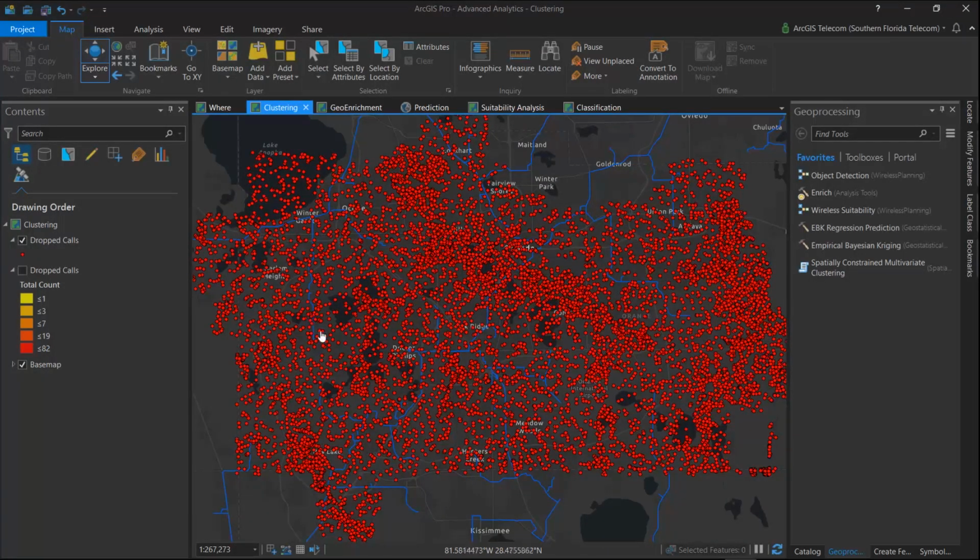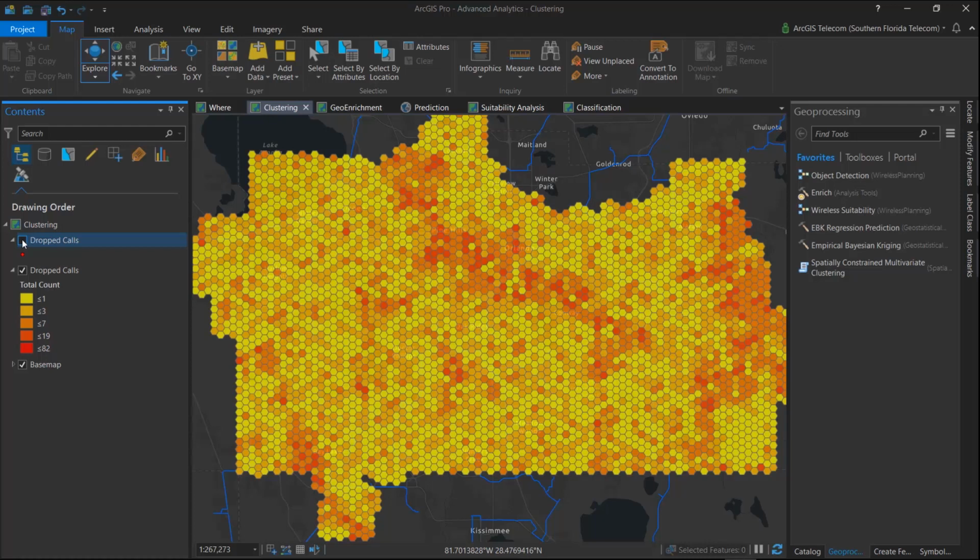And on the map, we have our dropped call locations from across the Orlando region. But just looking at these points, it's very difficult to see any patterns in this data. So using clustering analysis, we can group these points together based on similar location or similar attribution. The results produce this heat map with low to high volumes of dropped calls, allowing our network planners to see areas of poor coverage quality.